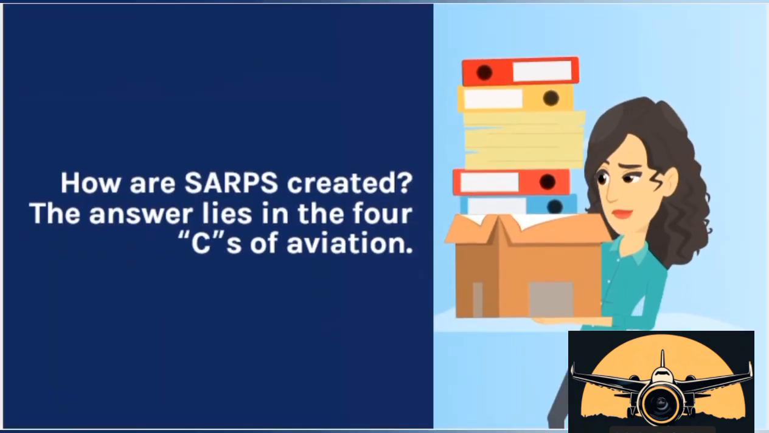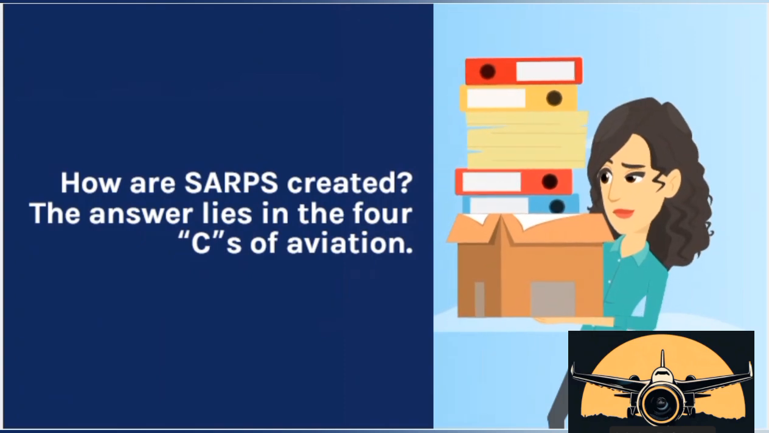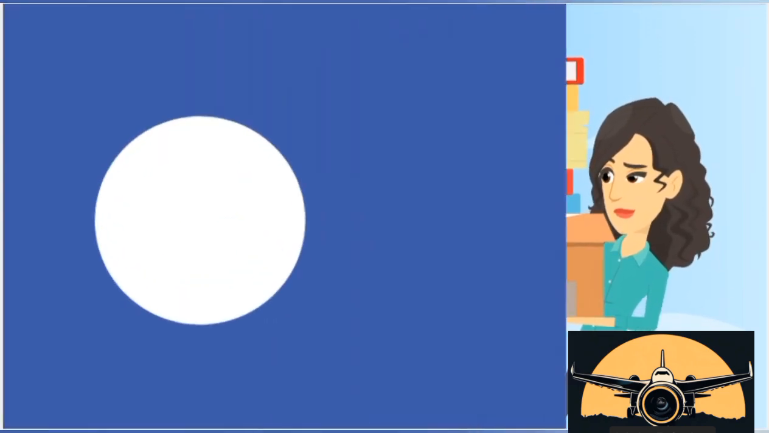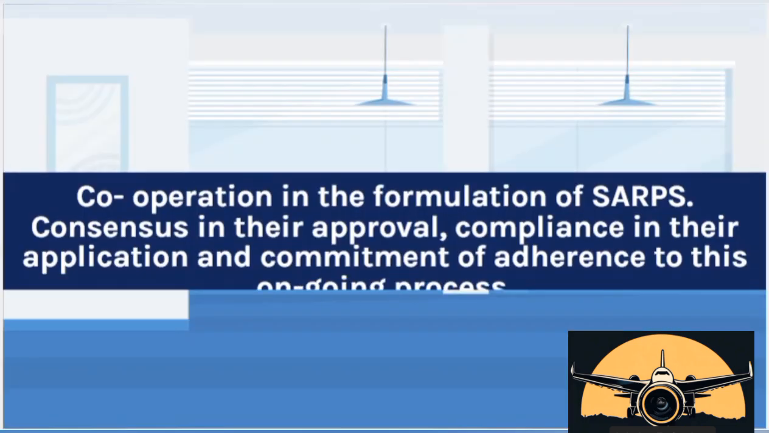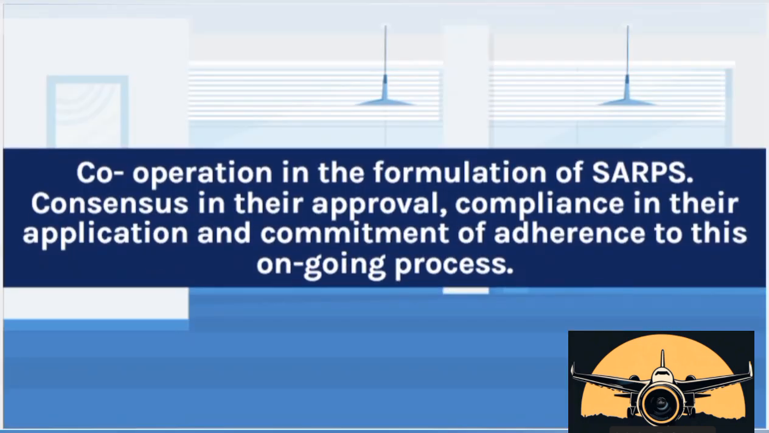How are SARPS created? The answer lies in the 4 Cs of aviation: Cooperation, consensus, compliance, and commitment. Cooperation in the formulation of SARPS, consensus in their approval, compliance in their application and commitment of adherence to this ongoing process.